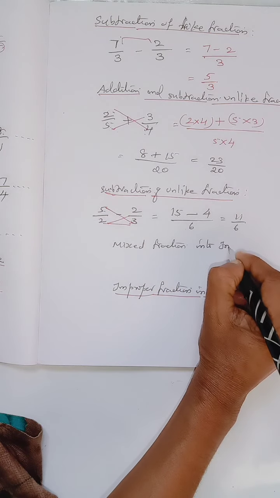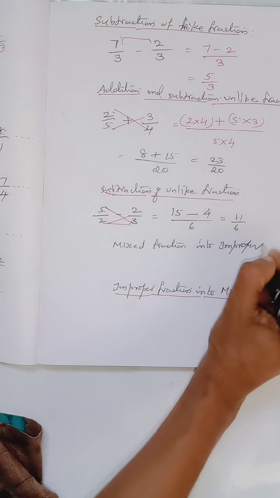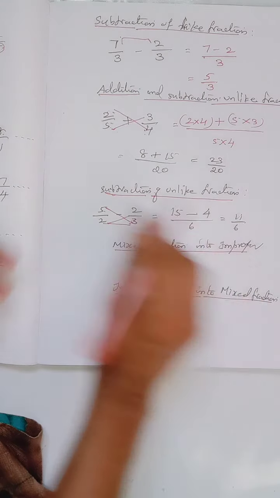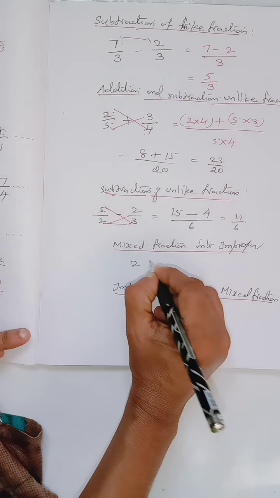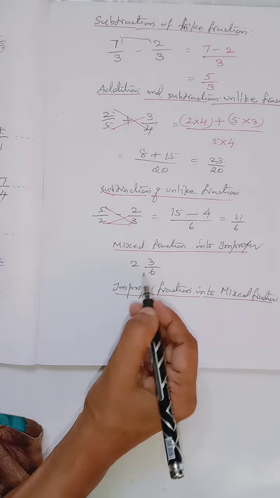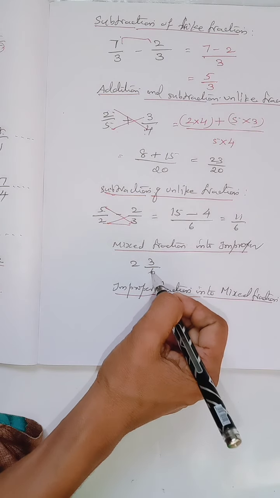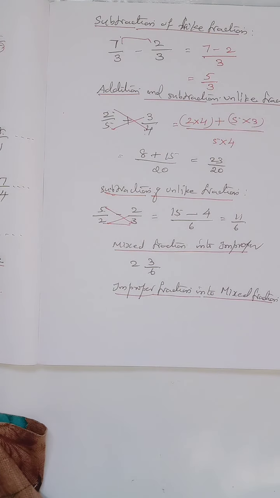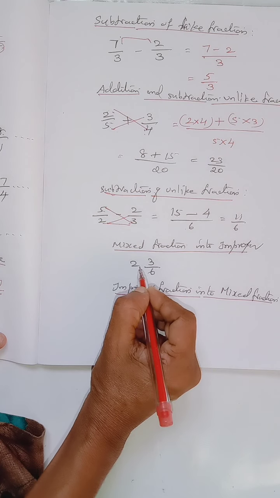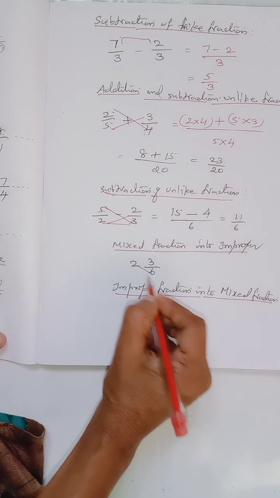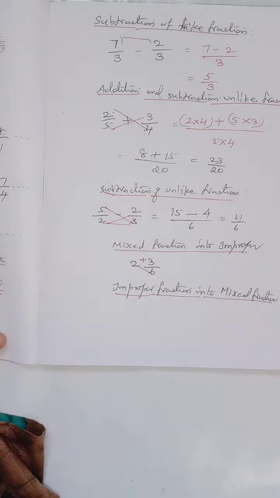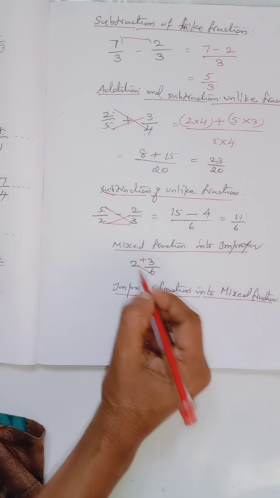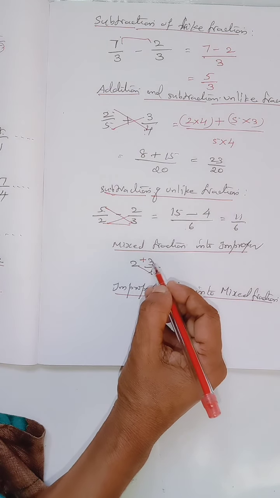Okay, so mixed fraction into improper fraction. For example, I have taken a number 2 3 by 6. This is a mixed fraction. How are we going to convert it into improper? It is very simple. First you multiply the side. Sidewise you should multiply and add the numerator.